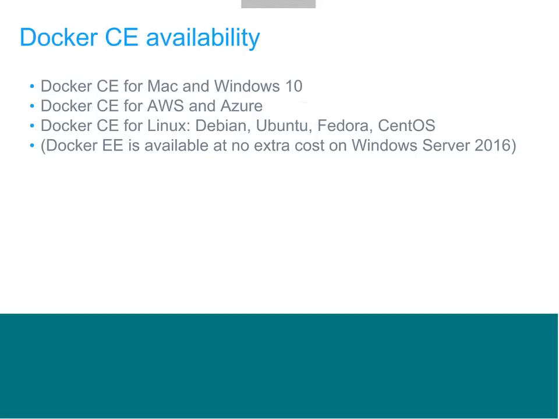Docker Community Edition is available for Mac and for Windows 10. So if you know Docker, those are basically the Docker for Mac and Windows that you know and love. Docker Community Edition is also available for AWS and Azure. And then we ship packages for Debian, Ubuntu, Fedora, and CentOS. And if you're running Windows Server 2016, Docker Enterprise Edition is available at no extra cost for Windows Server 2016.